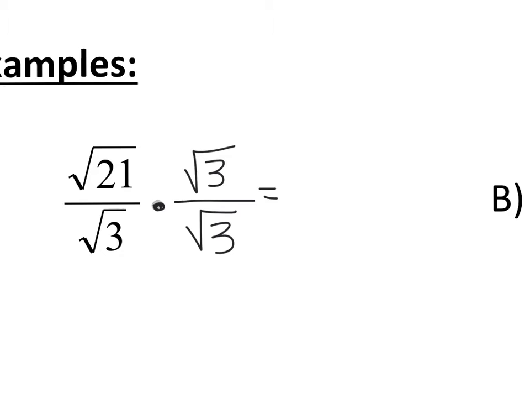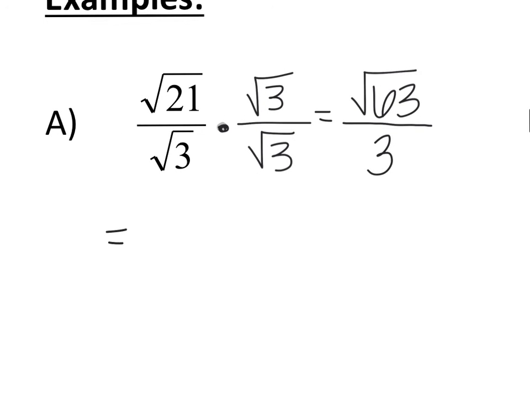When I do that, if I focus on the denominator itself, the square root of 3 times the square root of 3 is just 3. And if you don't believe me, you can plug it into your calculator. I multiply the top, square root of 21 times 3 is the square root of 63. From here, I'm going to see if there are any perfect squares that make 63, and there are.